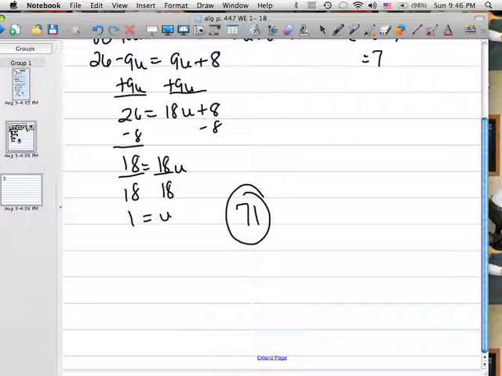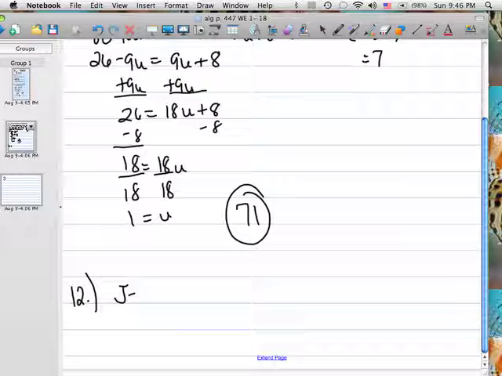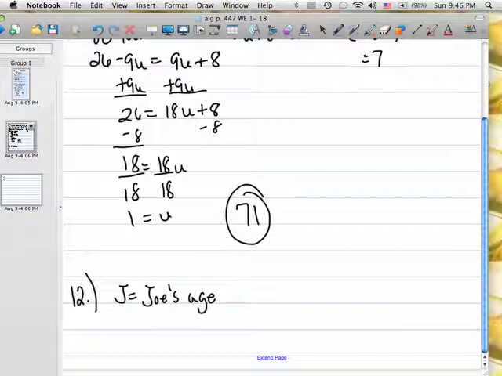Problem number 12 is an age problem. Cecilia is 24 years younger than Joe. So I'm going to let J equal Joe's age, and C equals Cecilia's age.